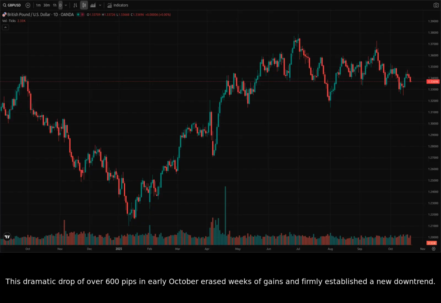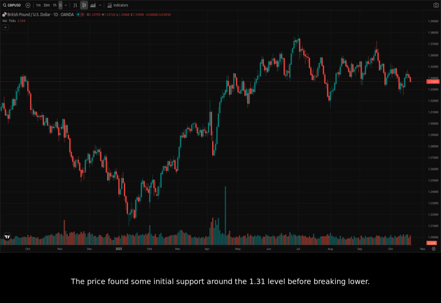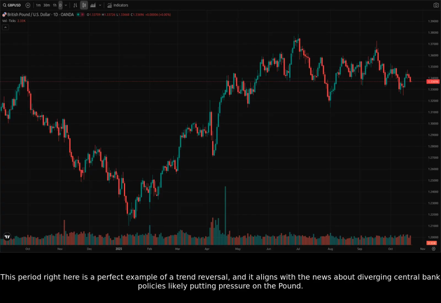This dramatic drop of over 600 pips in early October erased weeks of gains and firmly established a new downtrend. The price found some initial support around the 1.31 level before breaking lower. This period right here is a perfect example of a trend reversal, and it aligns with the news about diverging central bank policies likely putting pressure on the pound.